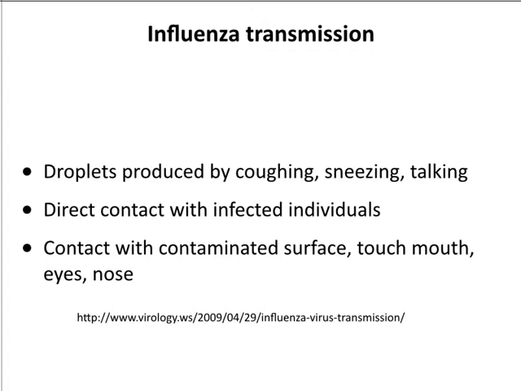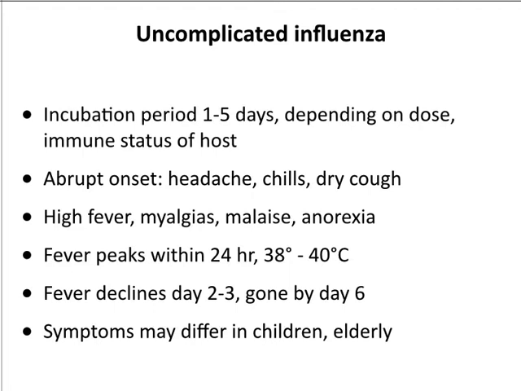All right, so that's how it's transmitted. Uncomplicated influenza, which is what most of us get, there's a short incubation period. So again, acute infection associated with an incubation period. And then all of a sudden you feel it. You can pinpoint the day you get flu, usually in retrospect. You get a headache, you feel chilly, you get this dry cough, and then you get a fever with muscle aches, and you don't feel very energetic, you don't feel like eating. The fever peaks very quickly, and then it declines and is gone, but as you'll see, it's replaced by respiratory symptoms.